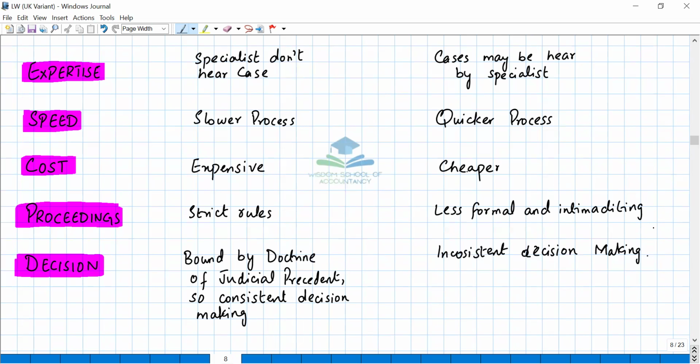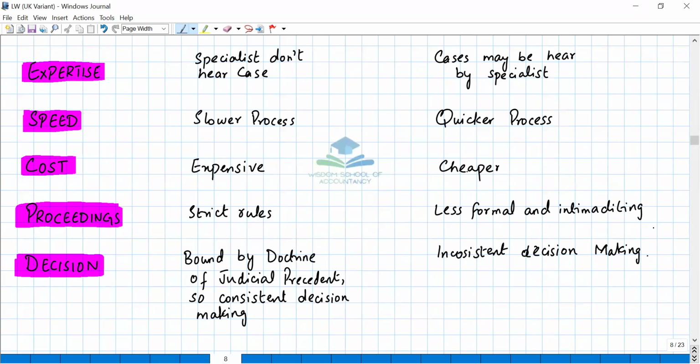Decisions. Decisions made by the court are bound by the doctrine of judicial precedent, so consistent decision making. Doctrine of judicial precedent means previous judges' decisions. So when the court is going to make a decision, it can take help from the decision of a previous judge if the matter was the same. Let's say for example in 2015 there was a matter that was heard by a judge and the judge gave the decision. Now in 2024, the same kind of case came again, then you can take help from the previous judge's decision to make the decision in this case. So the courts are bound by the doctrine of judicial precedent, so the decision making is consistent.